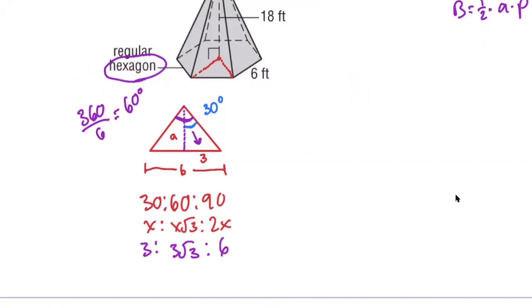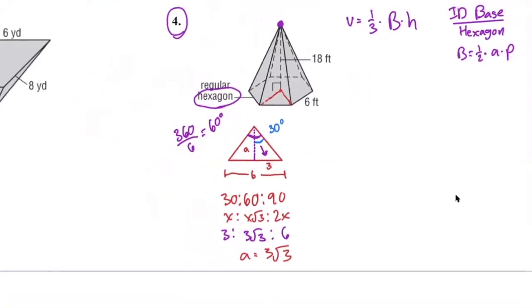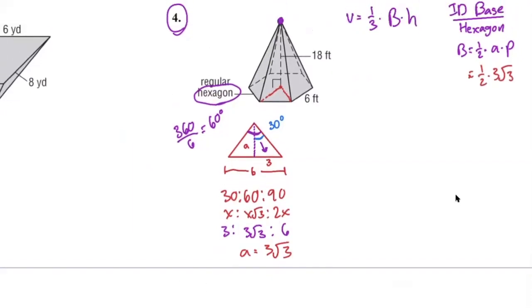So what would be my apothem? My apothem is the one opposite the 60 degrees. So the apothem is 3 radical 3. So plug that in here. 1/2. What's my apothem? 3 radical 3. And what's my perimeter? Perimeter is 6 times what? This is 6, right? 6 times 6. Beautiful. Which is 36. Okay, that's my perimeter of the base, right? So just add up all the sides.